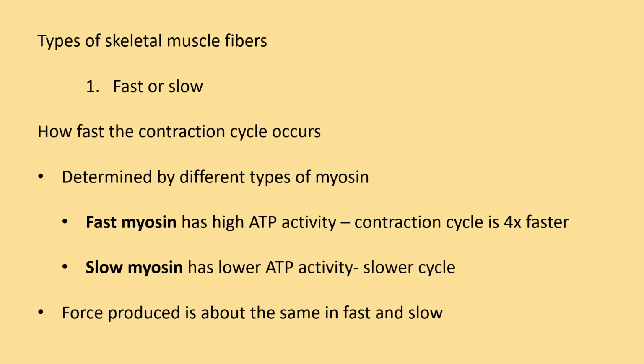With slow myosin, the myosin head is also an ATPase. It also hydrolyzes ATP to re-energize the myosin head, but that process happens more slowly. So the series of power strokes happens more slowly in slow myosin.